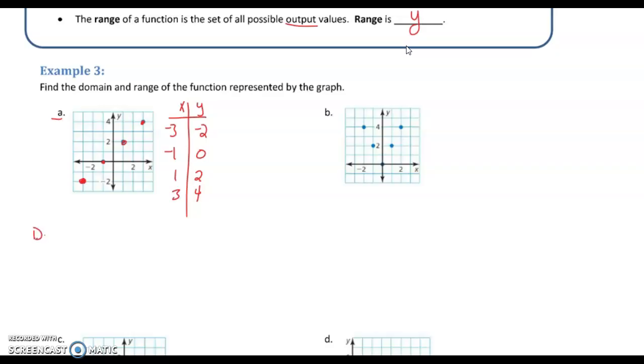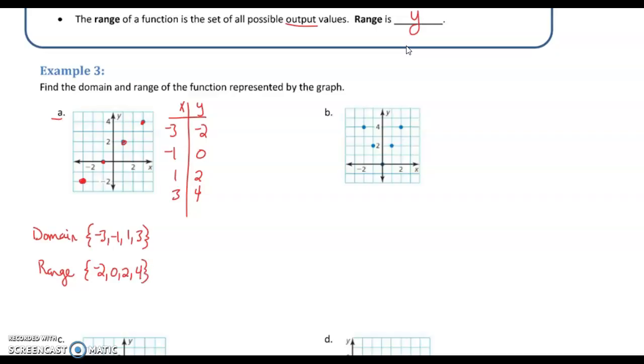So when it is a set of points, your domain, you're going to write in these braces right here, and it's your x values. We typically list them off in order from least to greatest, and if there are any repeats, we don't write down the repeat. So those are all of our x values. And our range is all of our y values. Put them in braces, and we go in order from least to greatest.